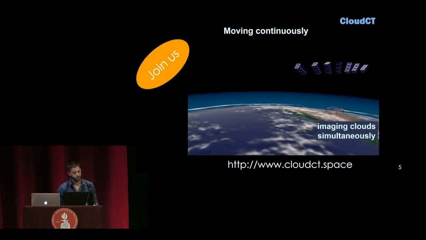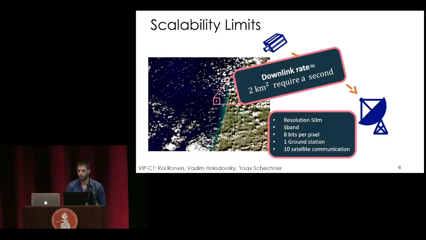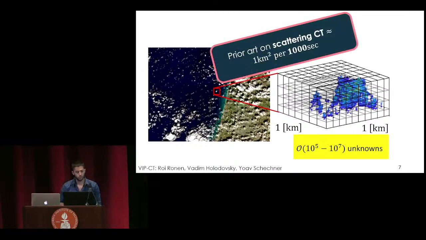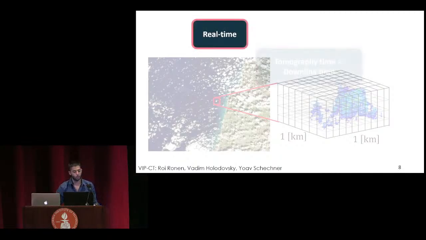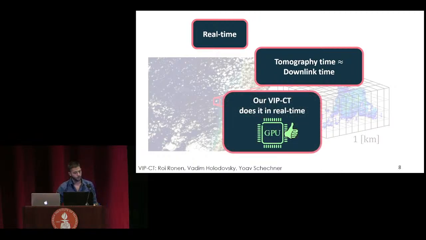We are hiring. There are two main bottlenecks to scale cloud tomography. The first is the downlink rate of data from space. For example, at 50-meter resolution, downlinking 2 square kilometers requires a second. On the other hand, tomography runtime is currently much worse. It takes about 1,000 times longer than downlinking data. In this work, we tackle the tomography runtime bottleneck. The observations are then mainly limited by downlink, making CT effectively real-time.